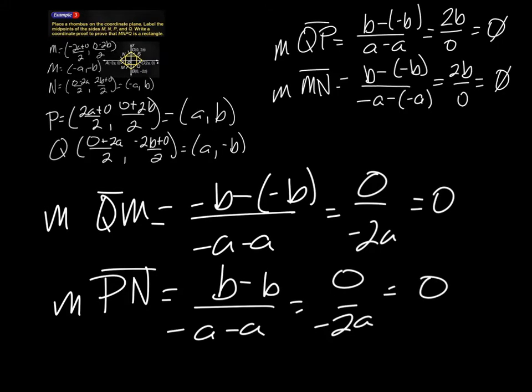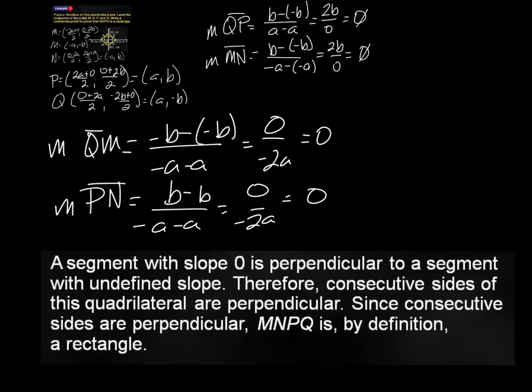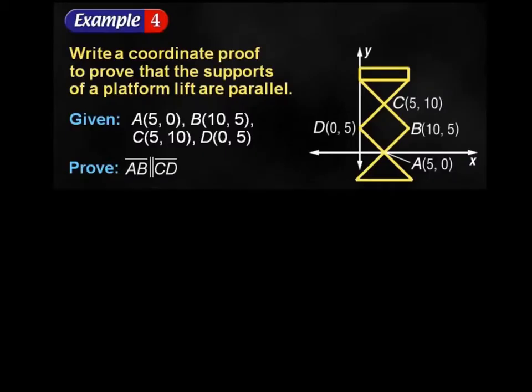So a segment with slope of 0 is perpendicular to a segment with undefined slope. Therefore, consecutive sides of this quadrilateral are perpendicular. Since consecutive sides are perpendicular, MNPQ is, by definition, a rectangle.